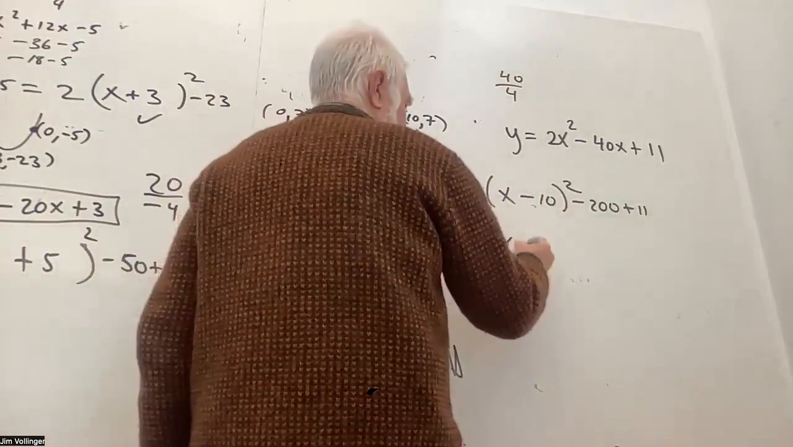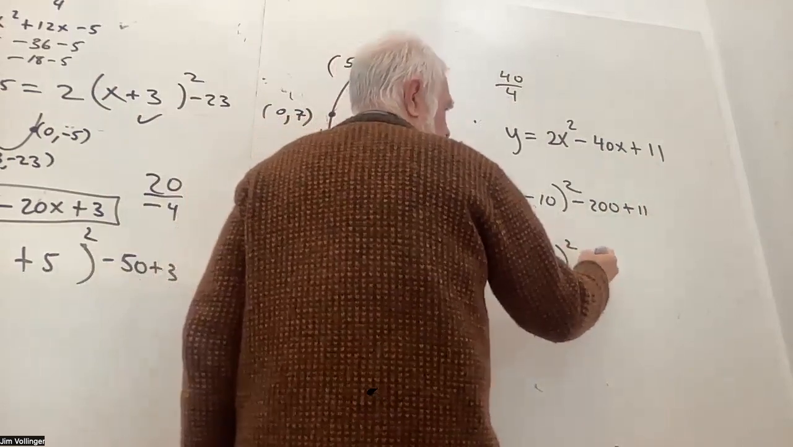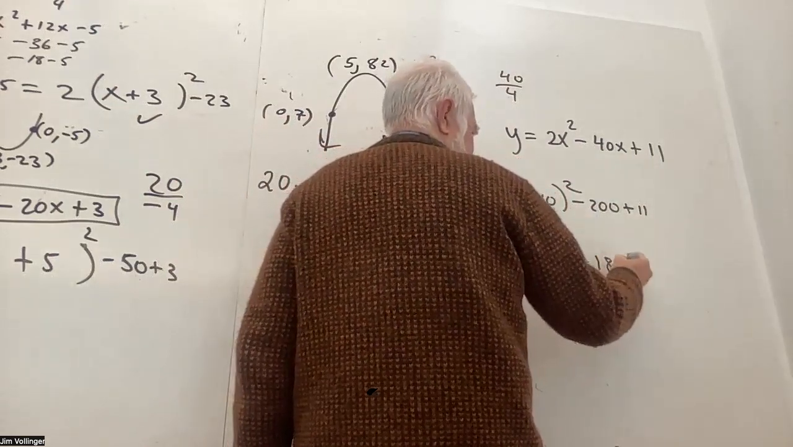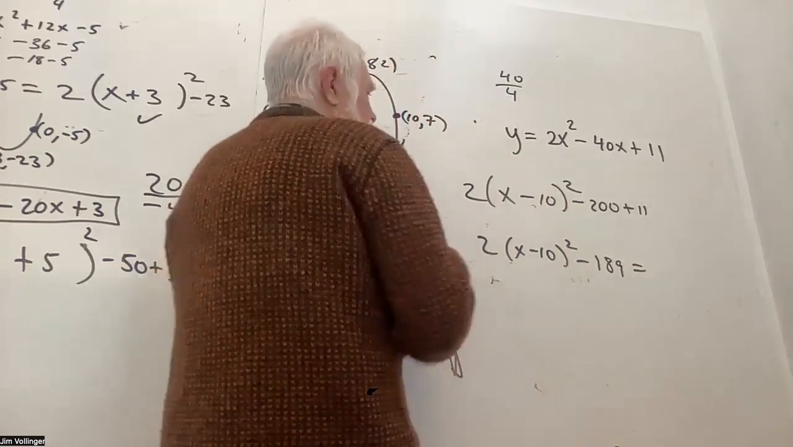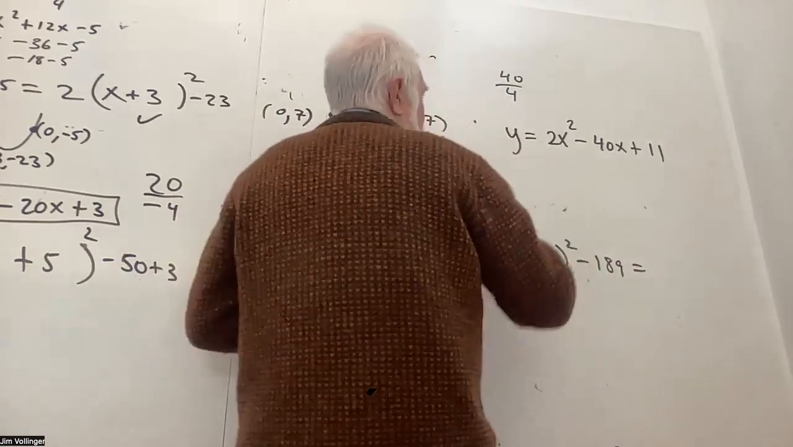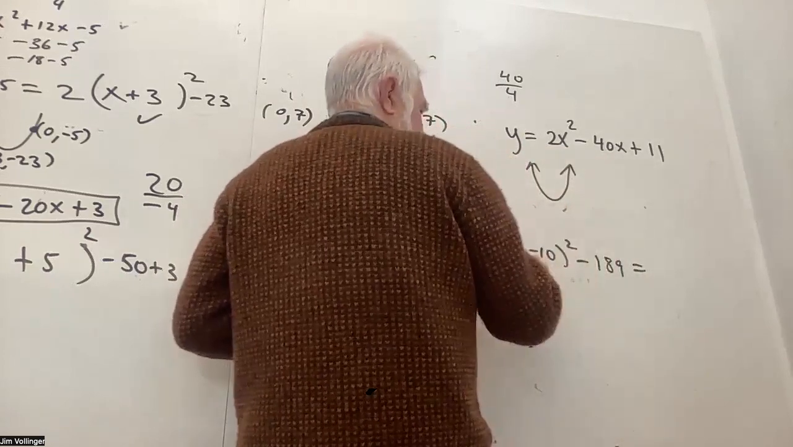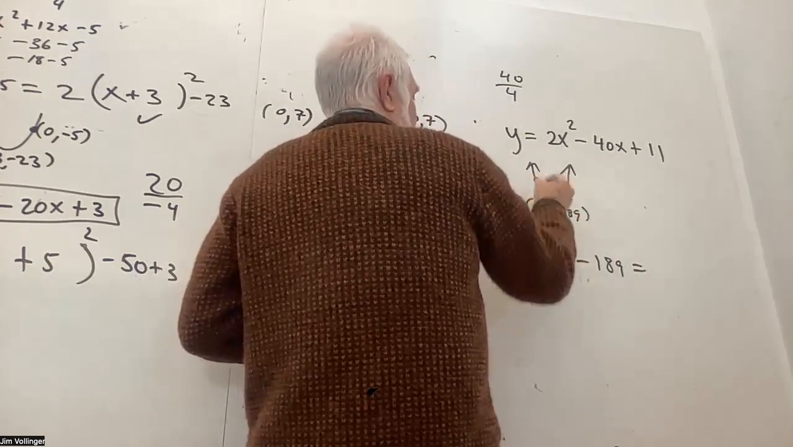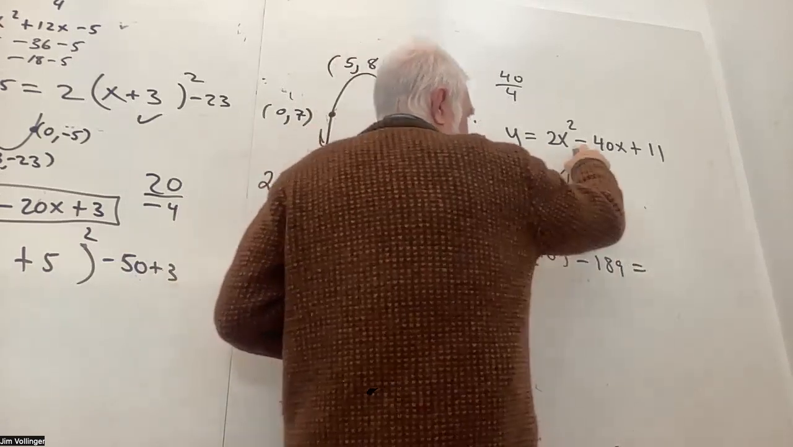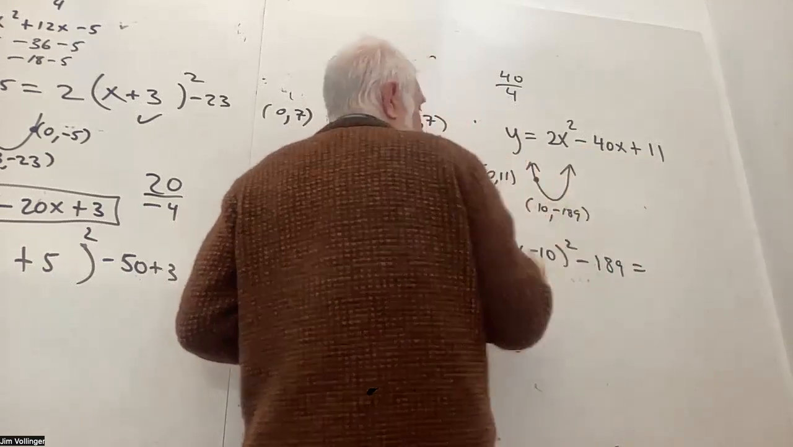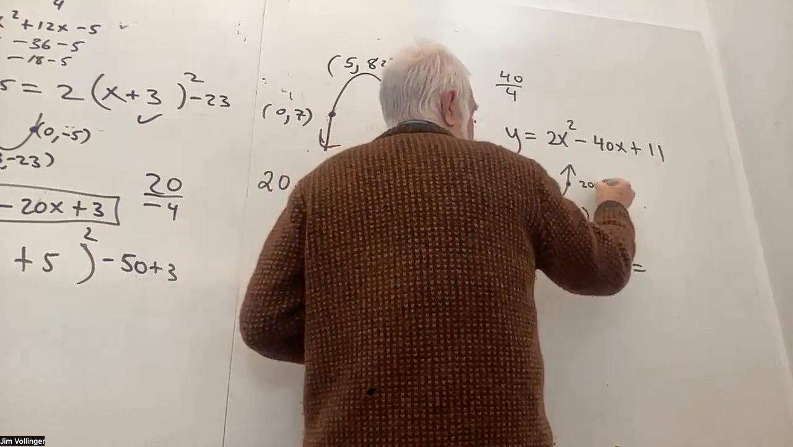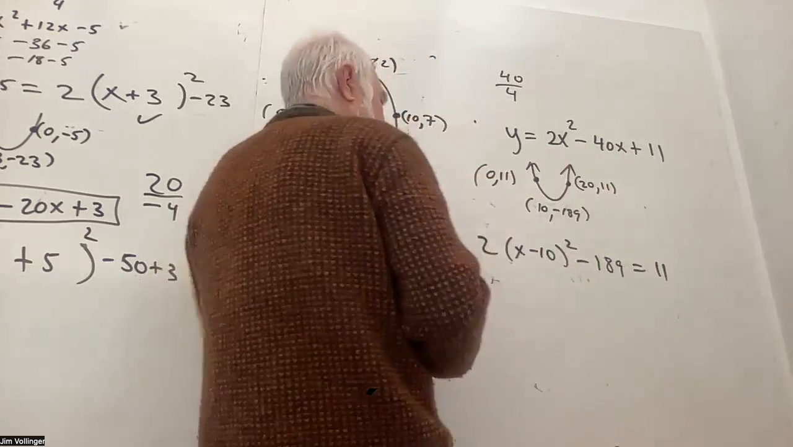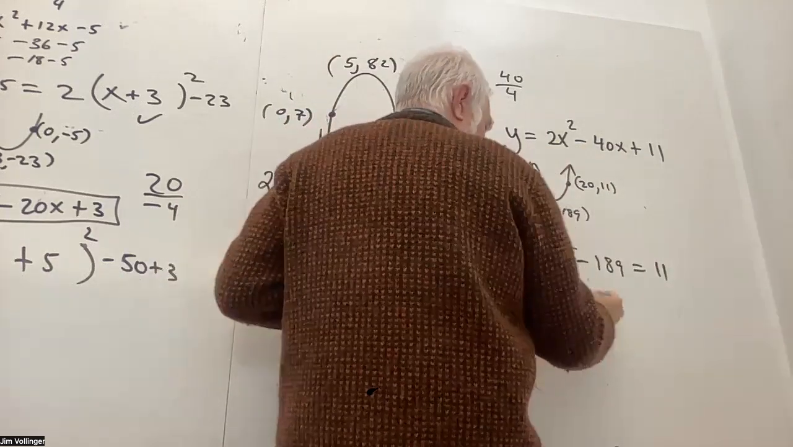Right. So there's your 2 times x minus 10 squared minus 189. Right. And let's graph that. Cup shape, vertex at 10, minus 189. 0 is to the left of 10, so it should be on the minus side. It is: 0, 11. And 20 should get us 11. So let's solve this for 11. Let's see the number 20 come up and the number 0 come up. So what do we do? We add 189.